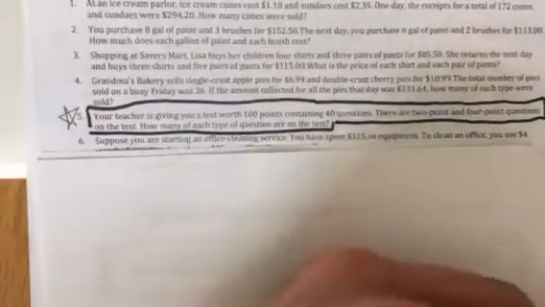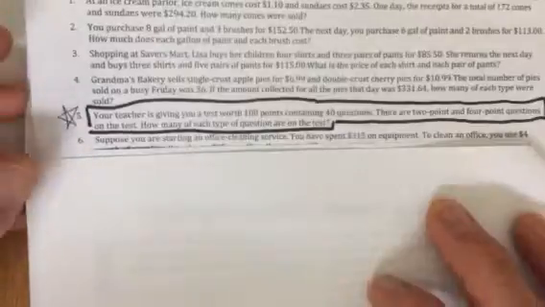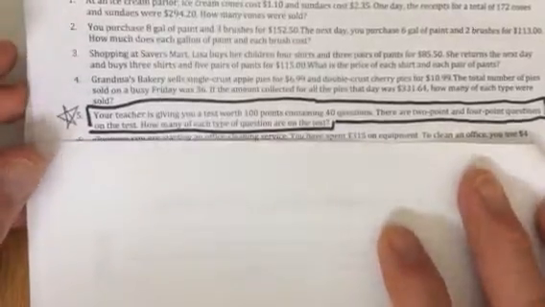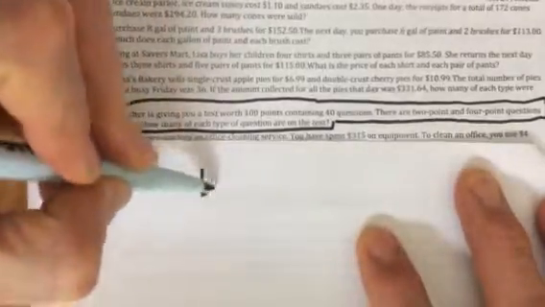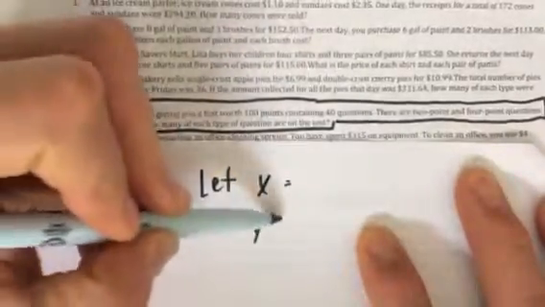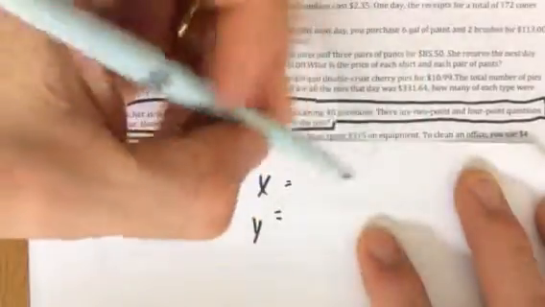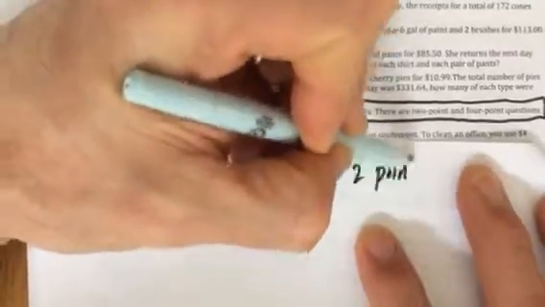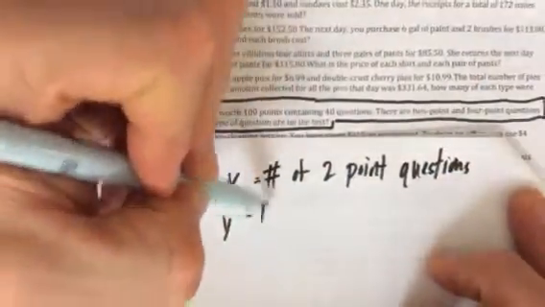So here, there are 2 different values. And I can actually find those values from the question. How many of each type of question are on the test? So you say let x equal and let y equal. Now the 2 types of questions are 2-point questions. So this is number of 2-point questions. And then this is number of 4-point questions.